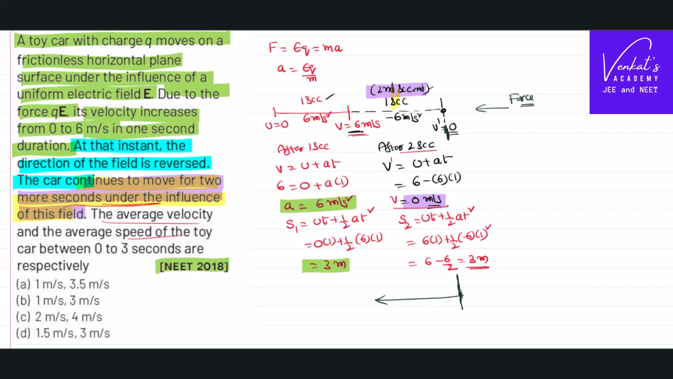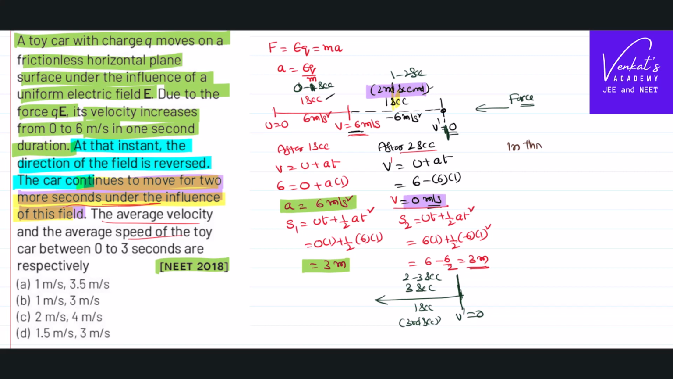This is the third second, that is from 2 to 3. This is 0 to 1 second. This is 1 to 2 second. This is 2 to 3 second. Velocity already became 0. For one more second, that is the third second, it moves, right? So as it moves, I can find the displacement in the third second.